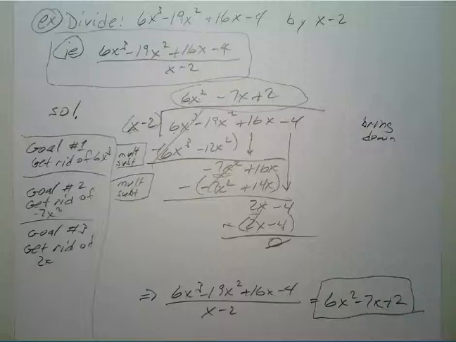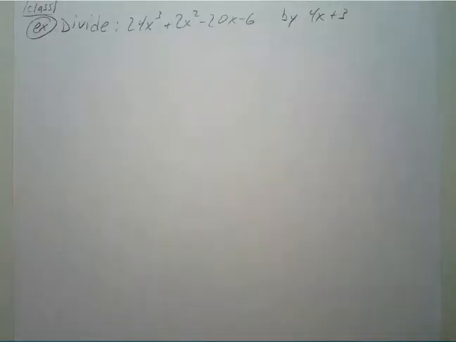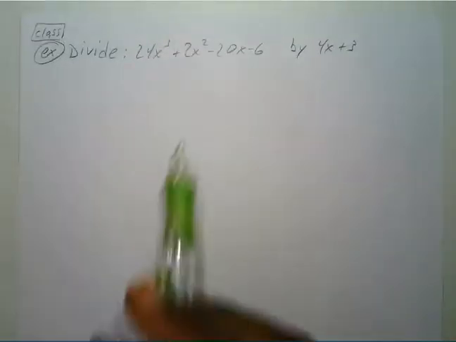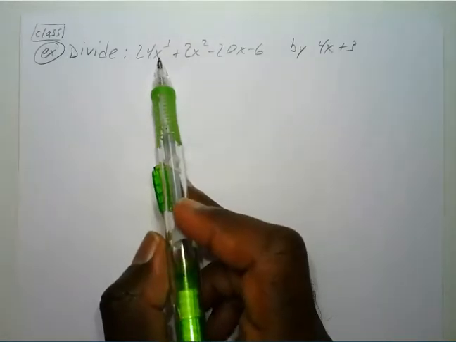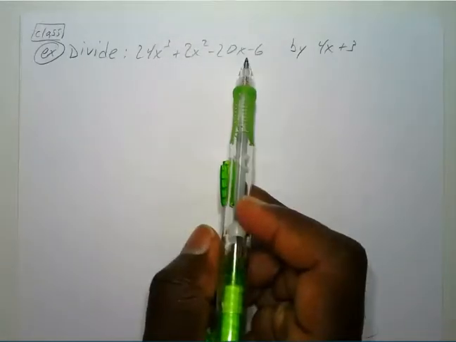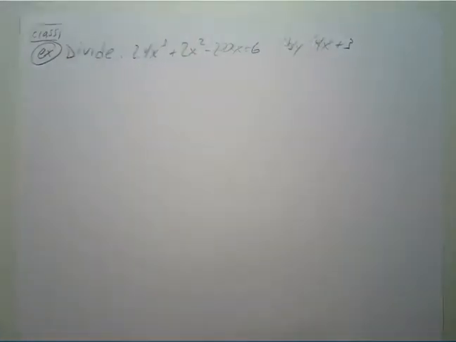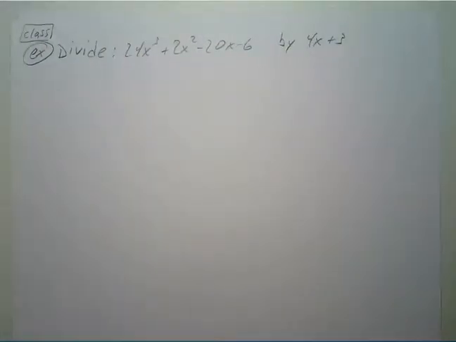All right, so if you are still writing, feel free to press pause, but we're going to go ahead and move on to our next example, where you want to divide 24x to the third power plus 2x squared minus 20x minus 6 by 4x plus 3. Okay, so what I want you to do is press pause and try this one on your own.